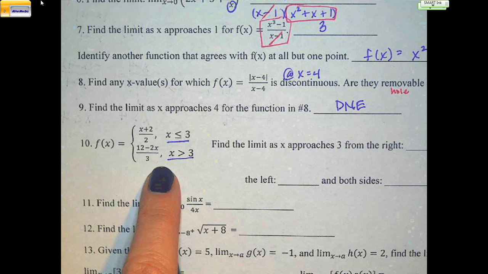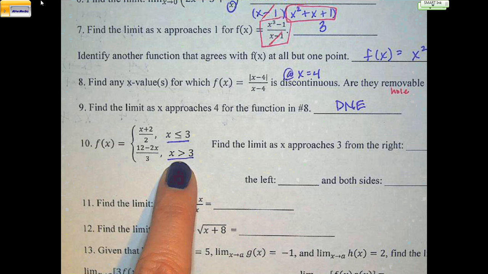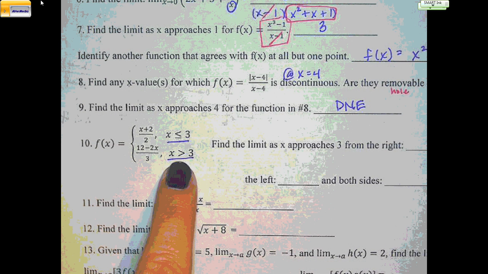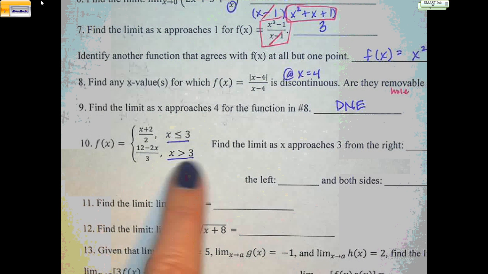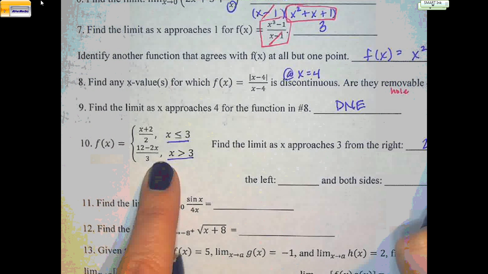Brandon, how do I get to plug in a 3 when that does not say equal to? Right, we're looking for a limit. They're not saying what is the value at 3. They're saying what value are you approaching. So let's put 3 in there. And we have 12 minus 6 divided by 3, which is 2.